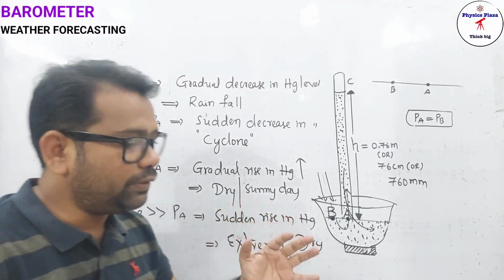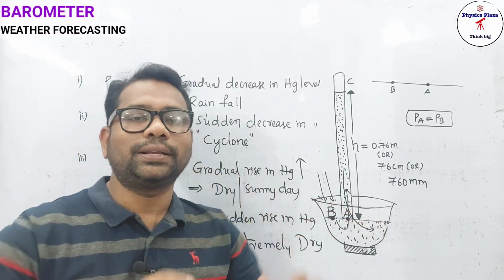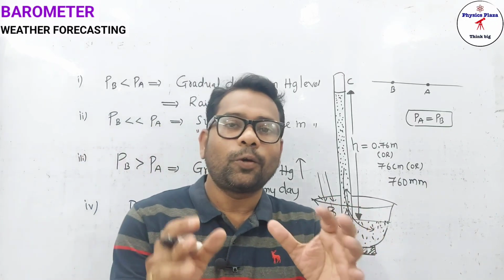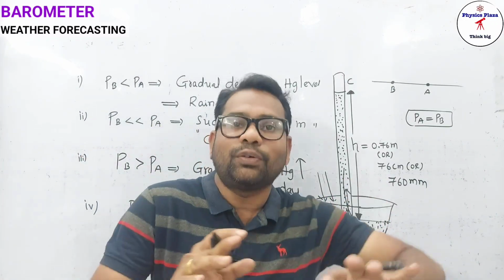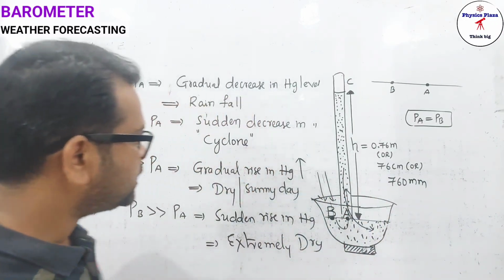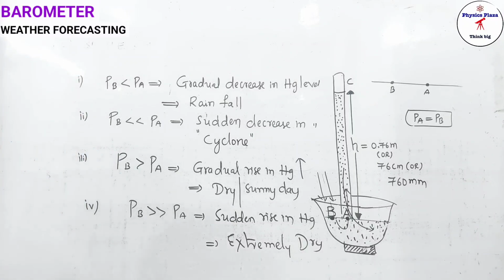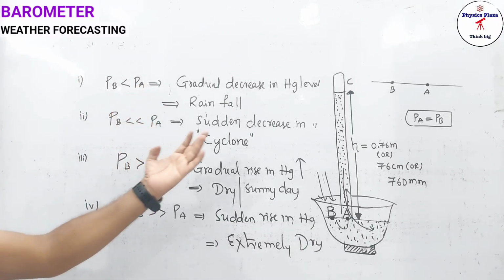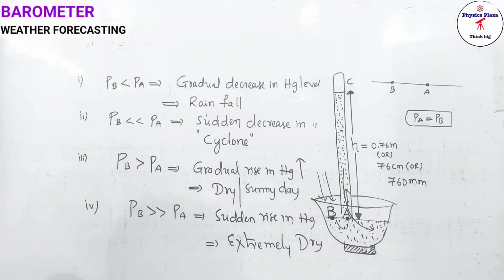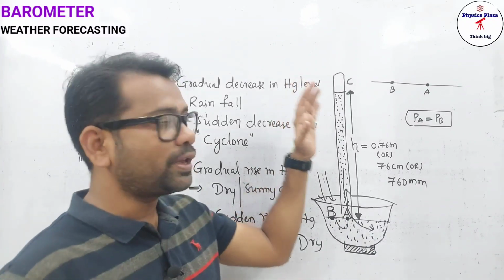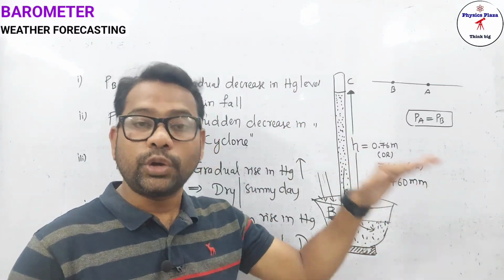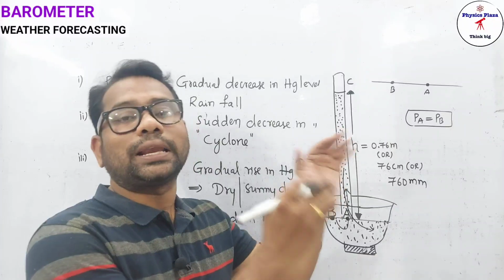If there is no change, if the level of the mercury is balanced, then you can say that yes, it is a normal day, it is a casual day, it's a good one actually. So this is how we can decide whether it will rain or not, whether cyclone or tsunami or not. Dry weather, a sunny day or an extremely dry day, all these things we can decide just based on the level of the mercury inside the glass tube.